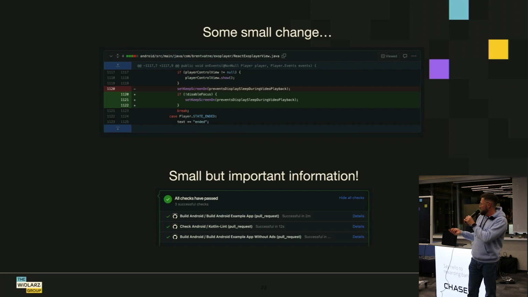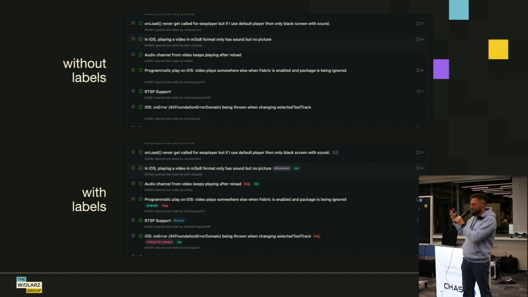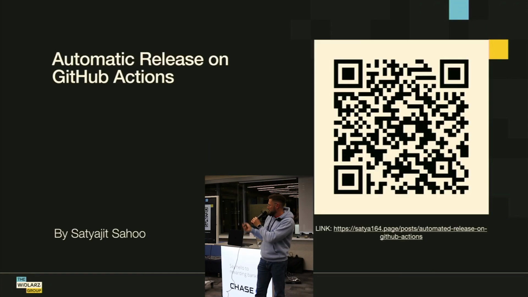Even for a small change you need to test or build on your own device rather than on somebody's machine somewhere else. Having labels, this small piece of information in pull requests, is super helpful. Automatic release, read up more here. Satya created this great blog post some time ago.